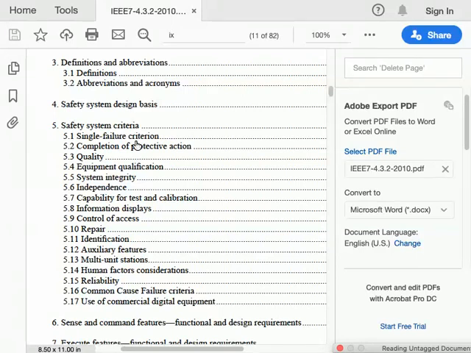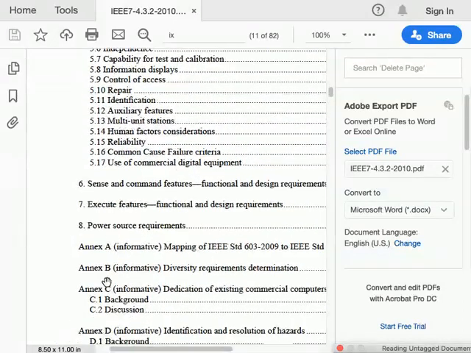For example, you might have read about single failure criteria, which means you should have more than one point for your system. Otherwise, if that single point failed, the system can no longer run. Things like that. Also about reliability and so on. If you're the safety engineer for the nuclear domain, that's the document you should consult.